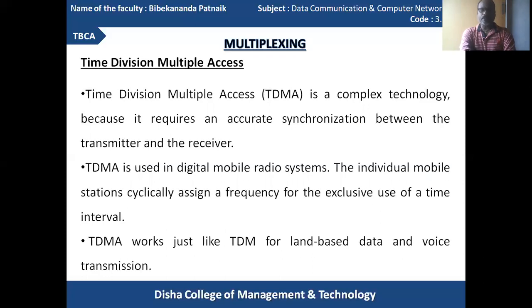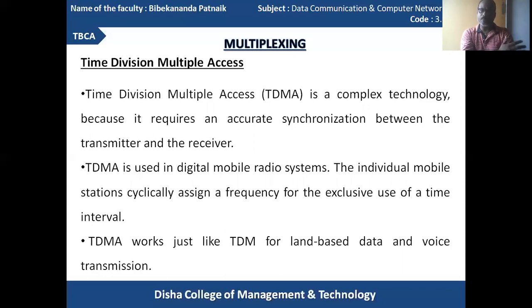So TDMA is basically called a complex technology, which requires accurate synchronization between more than one user, that is, the transmitter and the receiver. If a particular system consists of four users, or four senders, every individual sender's data should be transferred using MUX and DMUX, that is, multiplexer and demultiplexer.